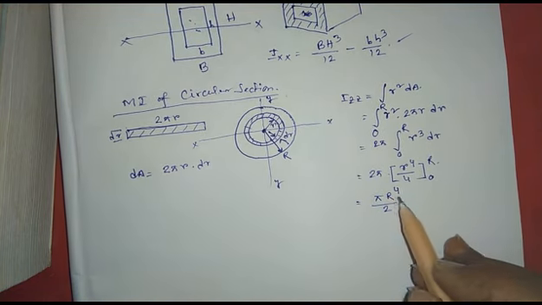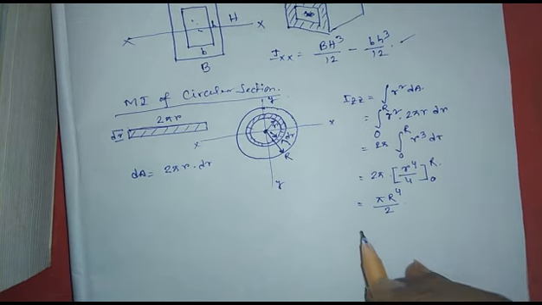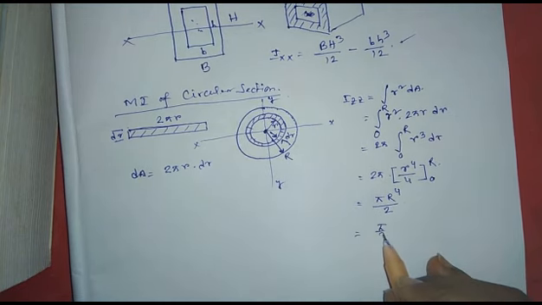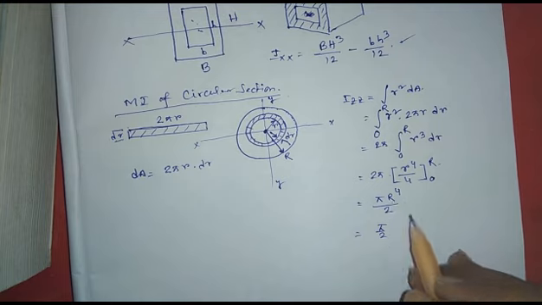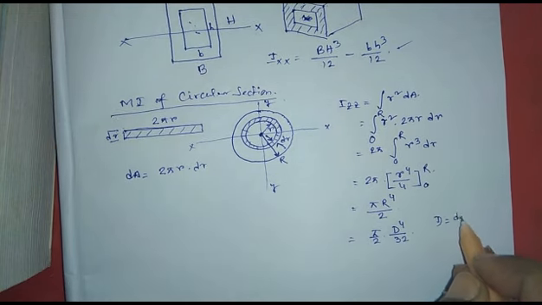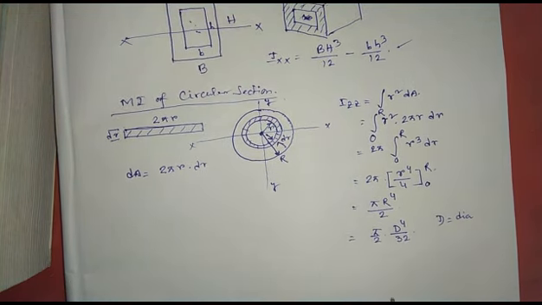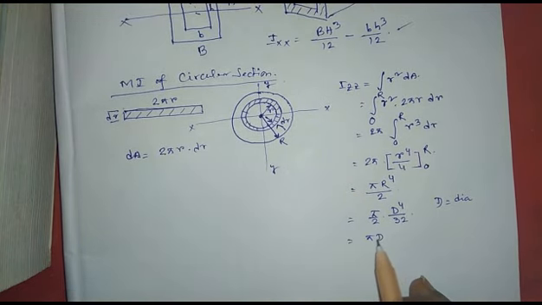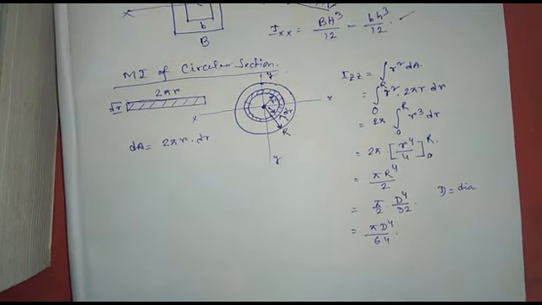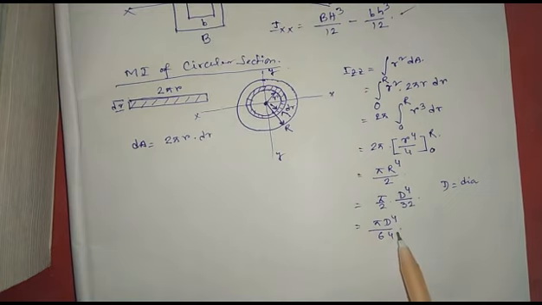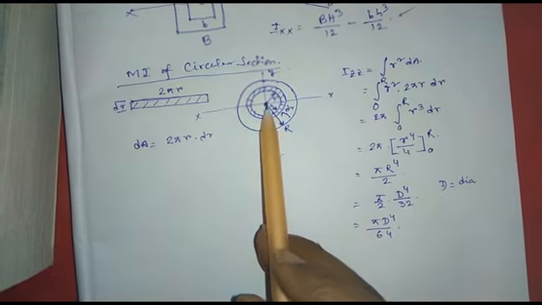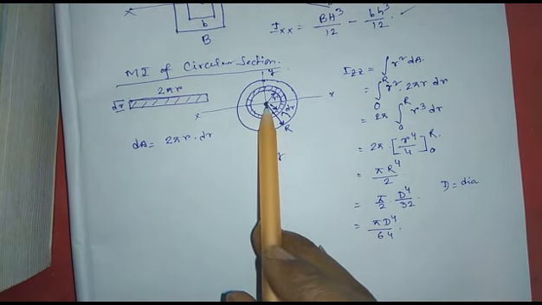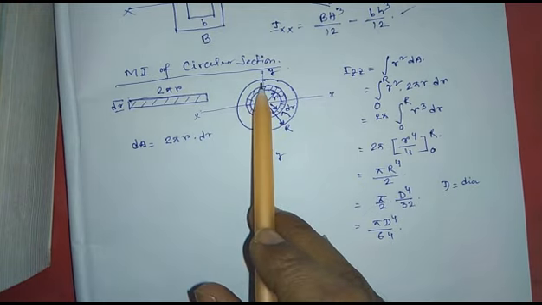Or you can write it in terms of diameter also. If you write it in terms of diameter, R is basically D by 2. So pi D to the power 4 by 32, where D is the diameter. That is the moment of inertia of this circle about this axis z. Not about x, not about y.